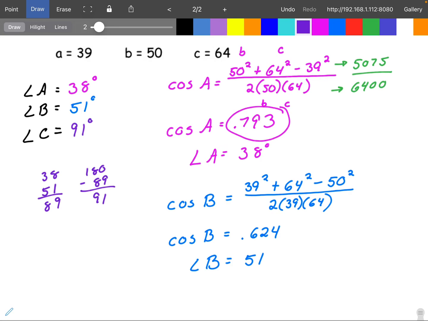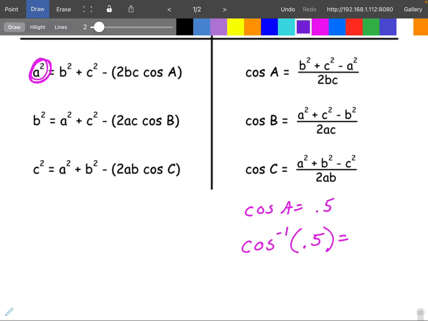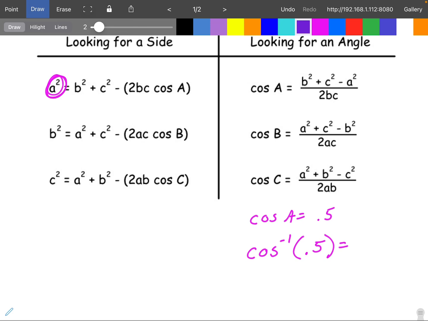So that's law of cosines. Again, if you memorize the pattern more so than the formula, then it's really not that hard. So you want to look at these and really come up with the pattern of, okay, I'm looking for this, so this is what I use.